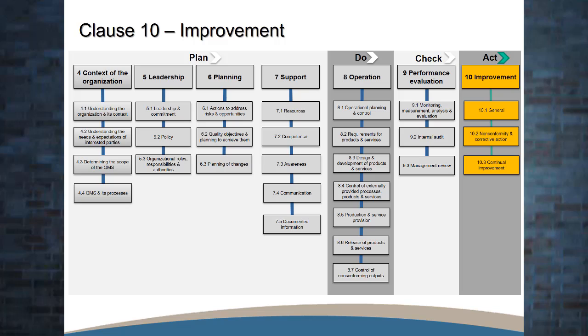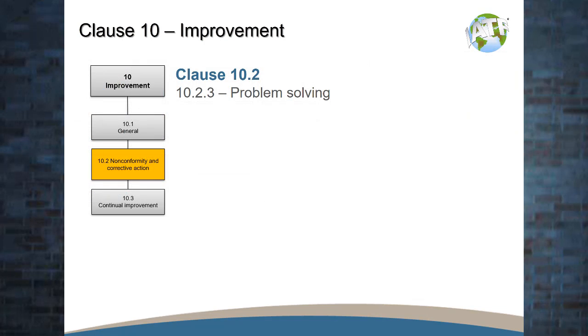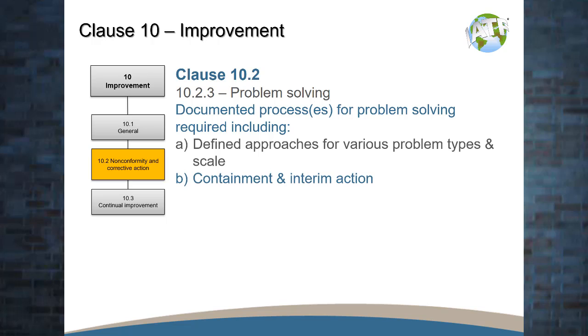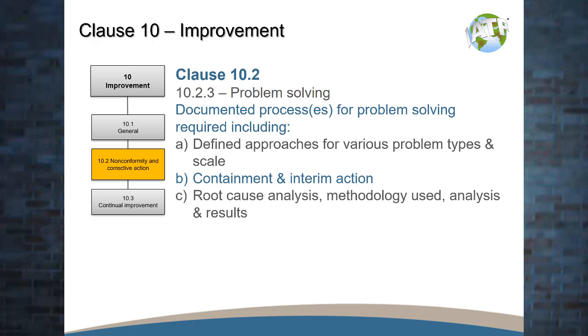Clause 10, improvement. This is the final act section of the standard. Nothing new in 10.1 above and beyond 9001, but you do see at problem solving 10.2.3 that there needs to be a documented process or processes for problem solving, including defined approaches for various problem types and scale, containment and interim action, root cause analysis, the methodology that you want used, and analysis and results.